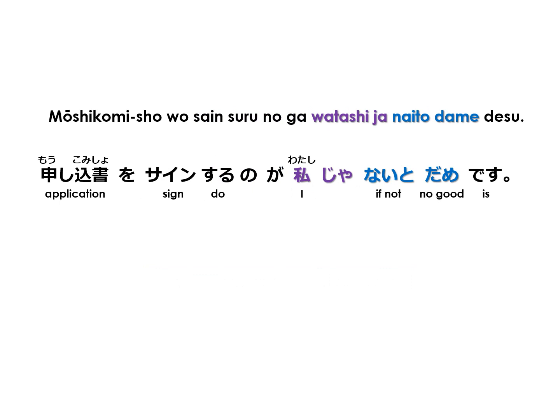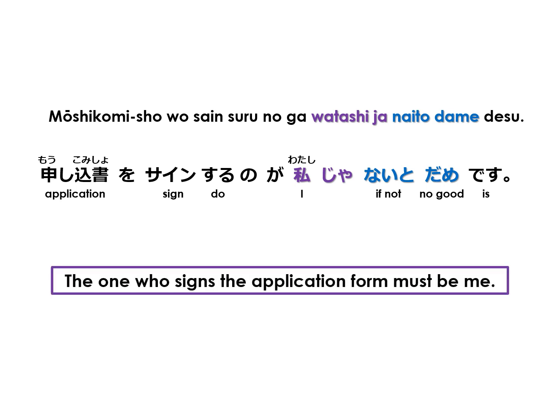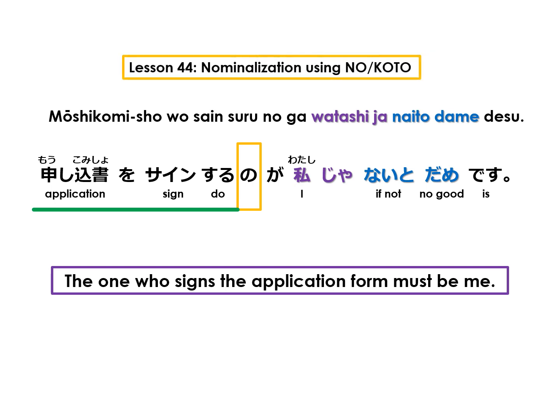申込書をサインするのが私じゃないとダメです。Translation: The one who signs the application form must be me. We have the particle no turning the whole verb clause 申込書をサインする into a noun clause. We use no for emphasis. You can review nominalization using no and koto in lesson 44.